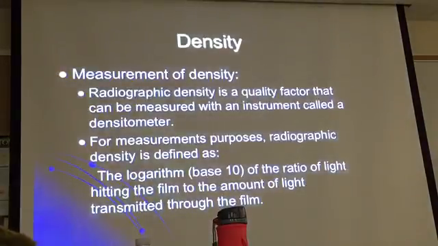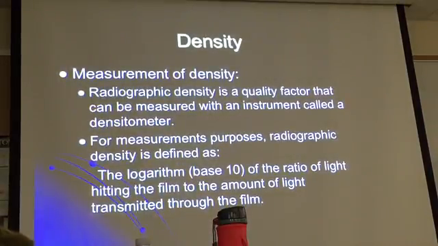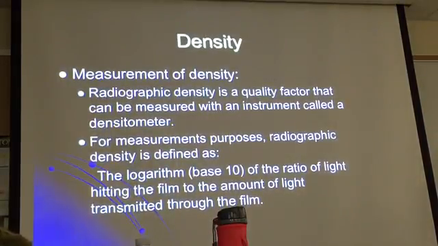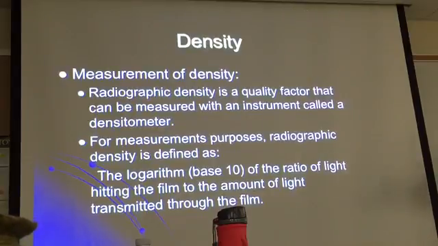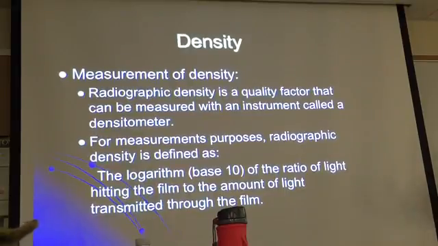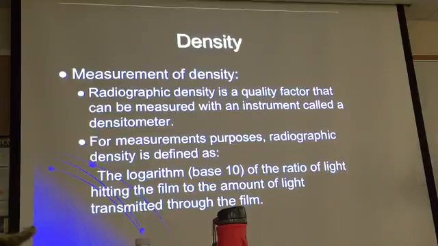All right, density, measurement of density. Hang with me, guys, because I know none of you have ever used radiographic film. So just try to go back to when we studied film, and I still have to teach you. That's the bottom line. If it was up to me, I wouldn't be doing it, but you need to know.